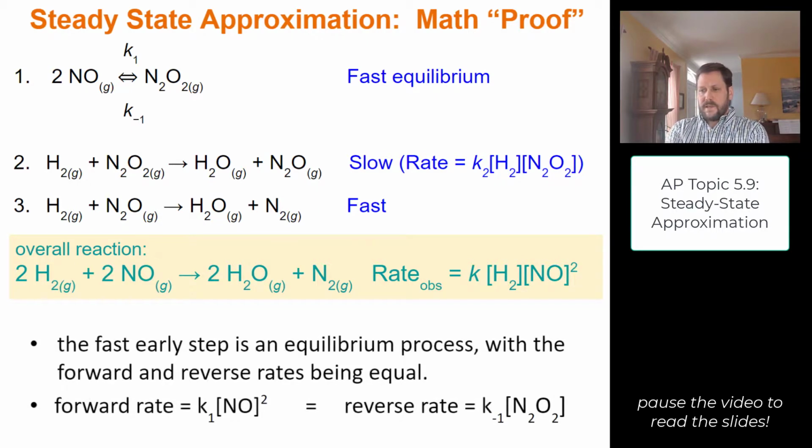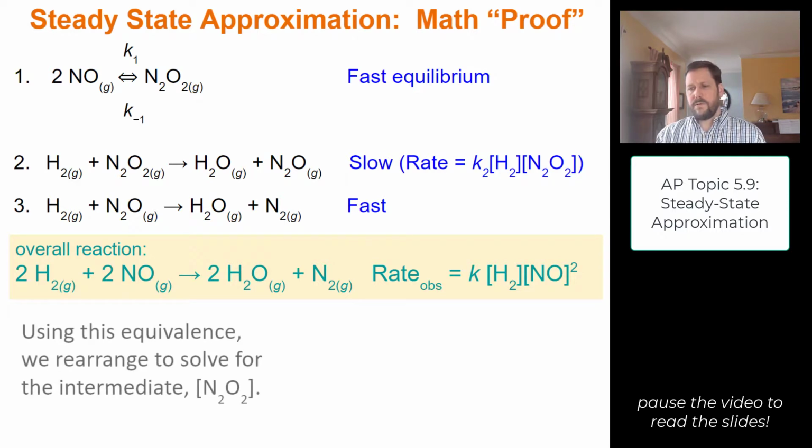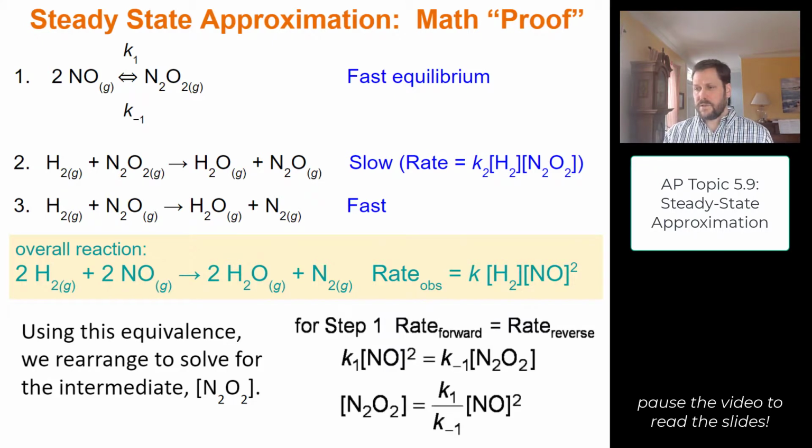Here's how it works. Since that fast early step is an equilibrium process, the forward rate and the reverse rate are equal. I can write a rate law for the forward rate, that's given there, and set it equal to the rate law for the reverse rate, which I've also given. Notice the two rate constants are actually different values, since one is k prime, one is k negative prime. Now I'm going to use that equality to solve for the concentration of the intermediate, N2O2. Since the forward rate and reverse rate are equal, I can rearrange the equation to solve for the concentration of N2O2, and I get this new term in the bottom right there, k prime over k negative prime times the concentration of NO squared.